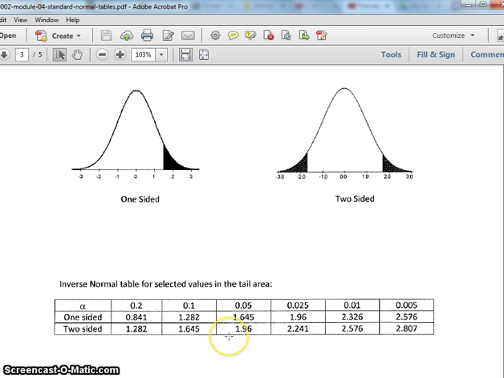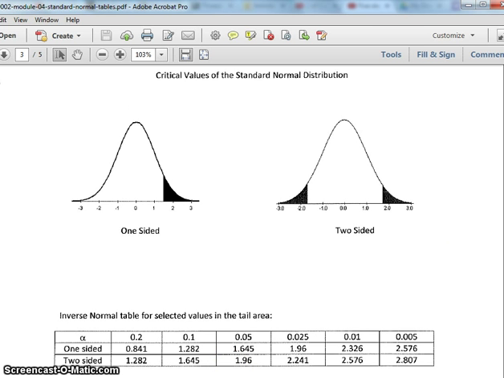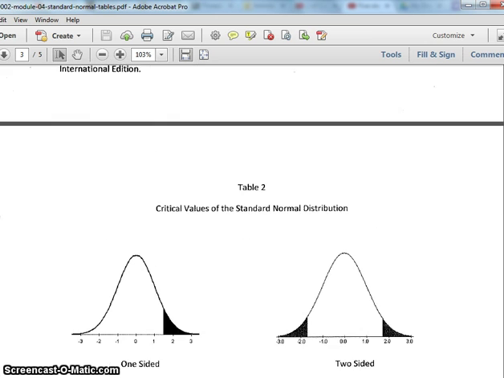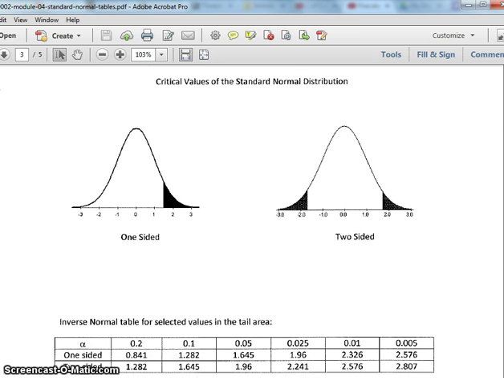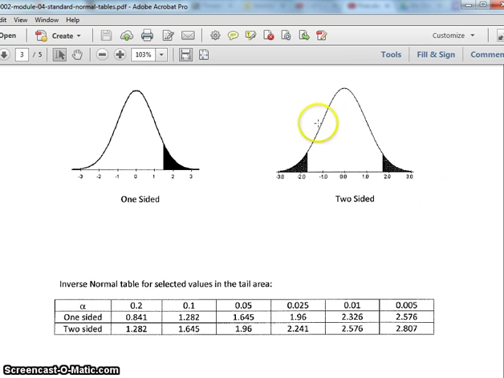So on your standard normal tables, which is what I've got here, if you scroll down, you can see that you've got the critical values of the standard normal distribution here. You can see they're different, as we know, for one-sided and two-sided distributions. So one-sided is for directional hypotheses, two-sided is for non-directional hypotheses, and they are also different for the different alpha levels.